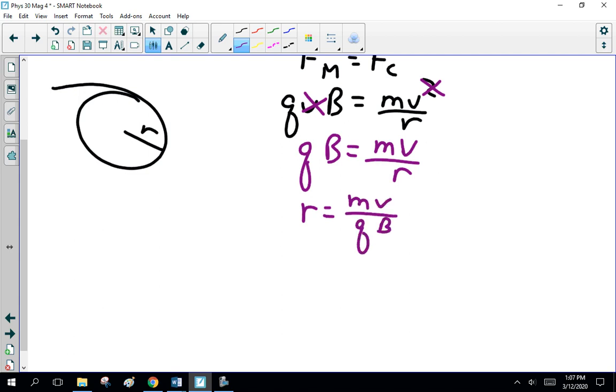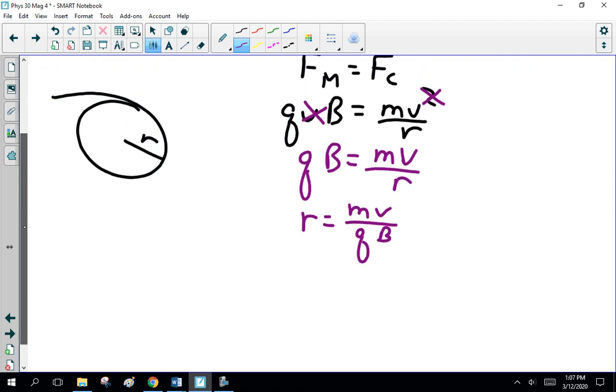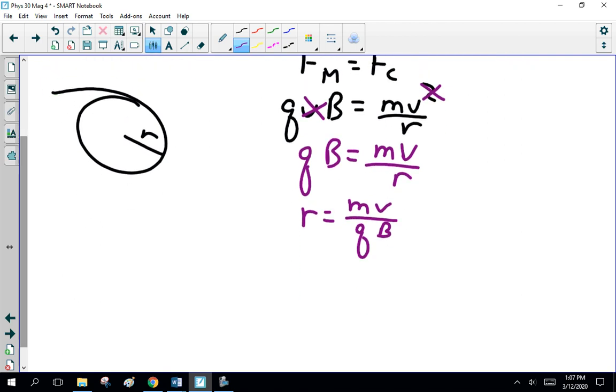Now, do I have to show you how I got that? Multiply both sides by R and divide both sides by qb. Okay, good. It's physics 30, not math 10. All right, so that's my formula I'm solving for. R equals mv over qb.